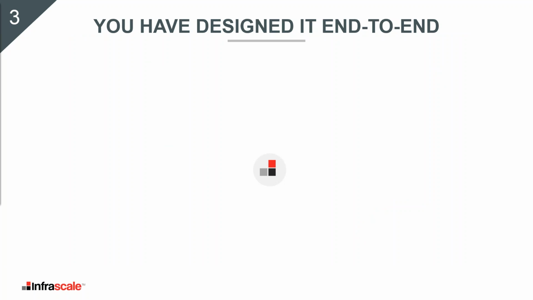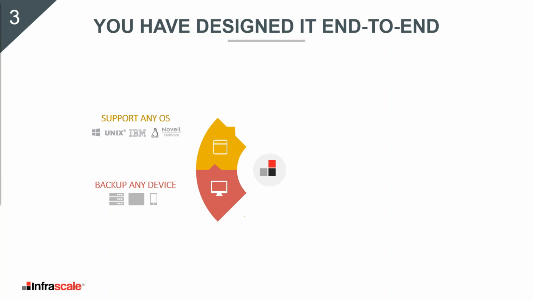Okay, that brings us to number 3. You want to have a solution that's designed end-to-end, and hopefully you do. But if not, what that would include is backup for any device, first and foremost. That would include servers, both physical and virtual, laptops, desktops, mobile devices. You want everything included there. Even things like geolocate and remote wipe for mobile devices are affordable and effective. You also want support for any OS, so not just Windows, but Linux, Unix, VMware, Hyper-V.